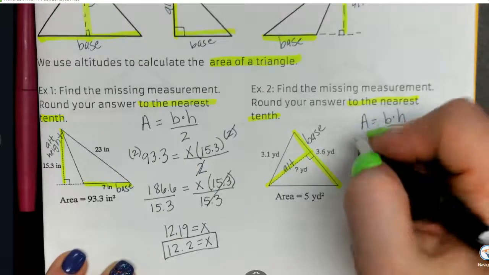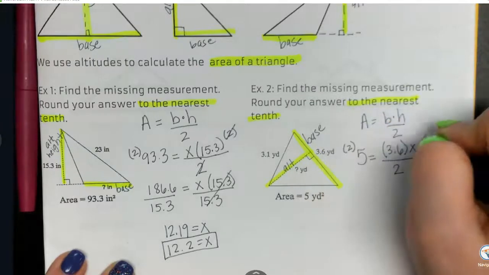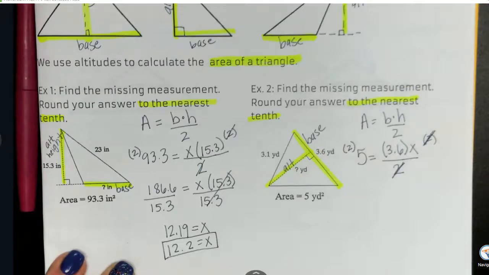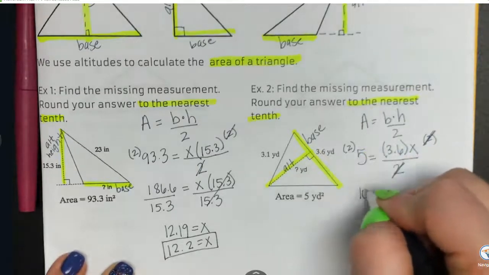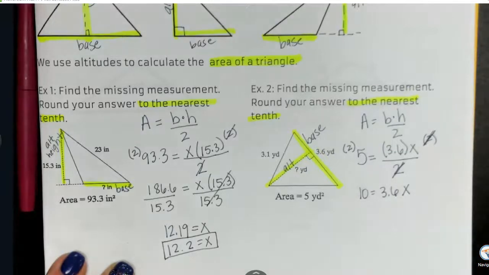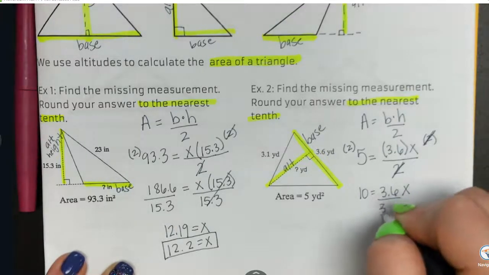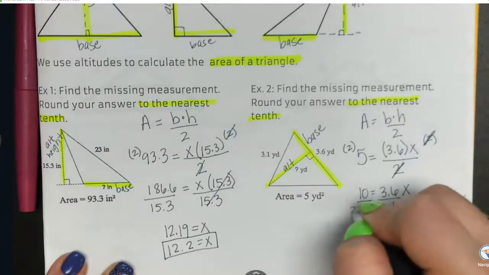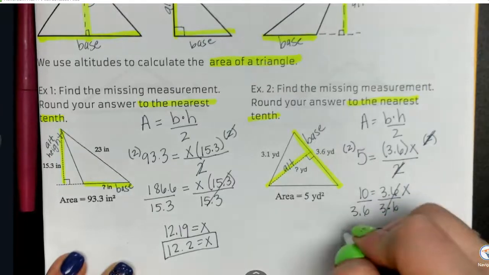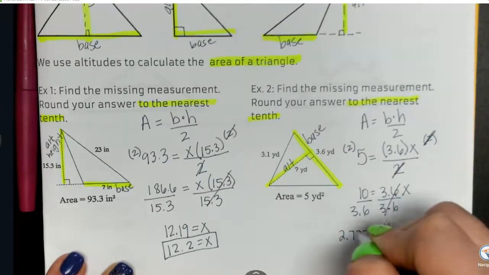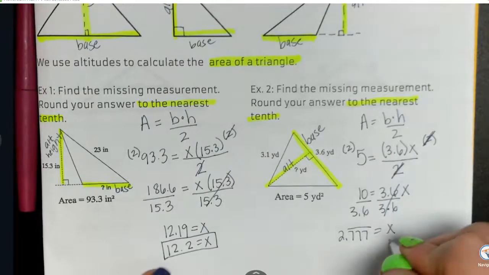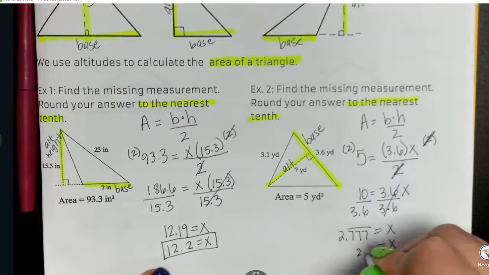So, in order to solve, we're going to multiply both sides by 2 to cancel out this divide by 2, because the opposite of divide is multiply. 2 times 5 is 10, and I still have 3.6 times x. Divide by 3.6. Use your calculator, y'all. Use your calculator. And we're going to get 2.77777777777, like that. But we're supposed to round to the nearest tenth, so 2.8.